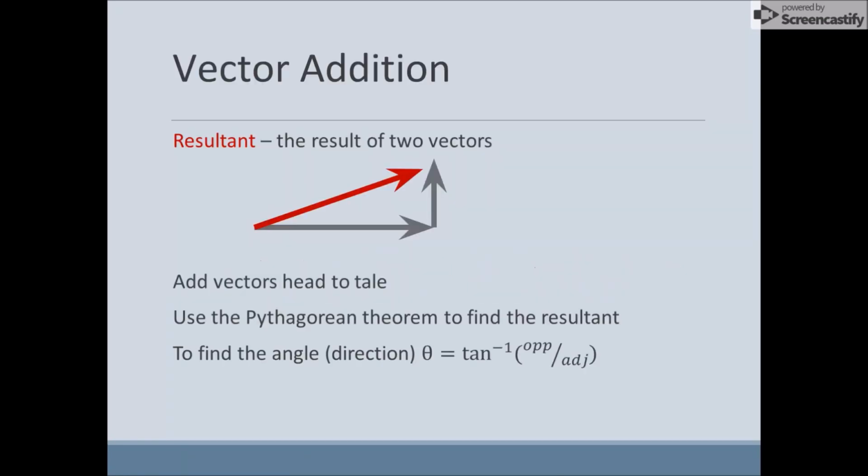Today we're going over the projectile motion lecture. Let's get started. In vector addition, the sum of two vectors is called the resultant. We add our vectors head to tail, which means that the pointy end of the last one is where we connect the tail end of the next one. Then we use the Pythagorean theorem to find the length of our resultant vector.